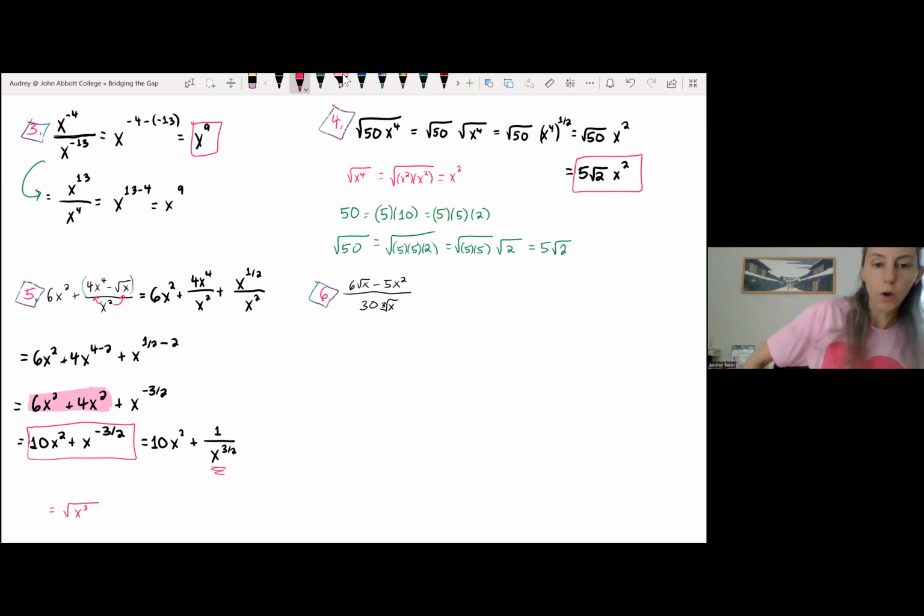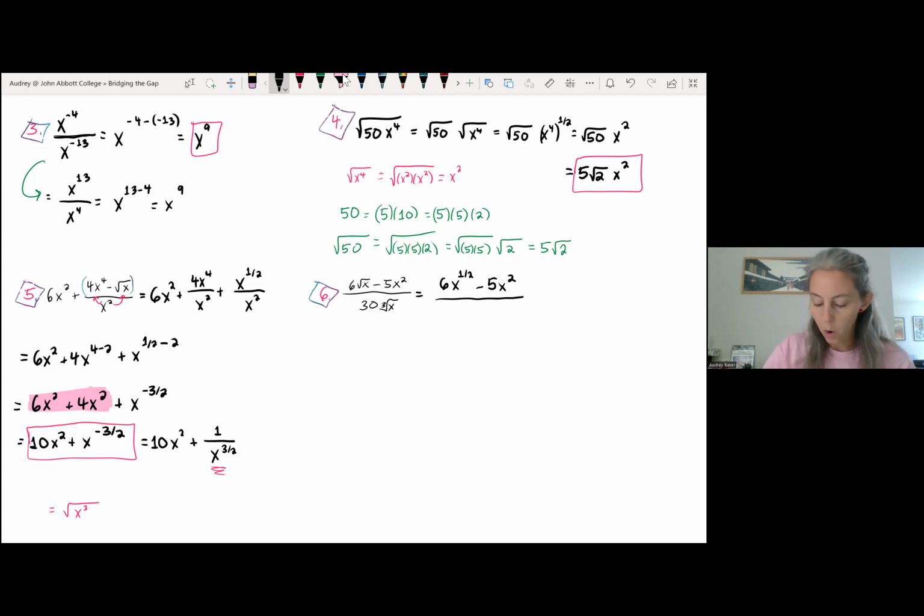All right, let's go to question 6. We have 6 times the square root of x times the square root of x minus 5x squared over 30 times the cubed root of x. I'm going to rewrite that so my x's all have powers: 6x to the 1/2 minus 5x squared over 30x to the 1/3.